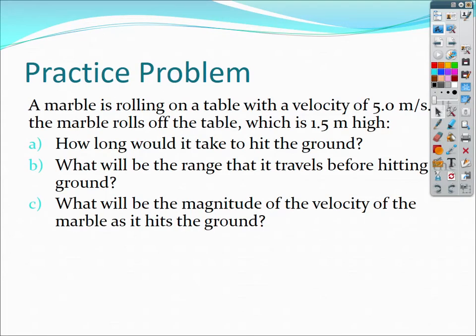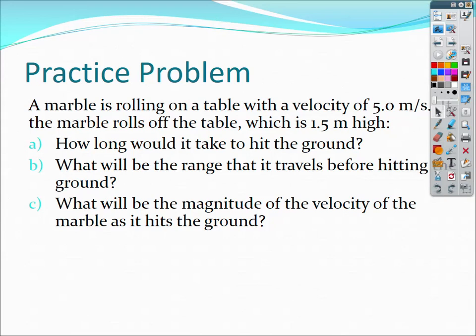All right? So practice problem. So this is basically it. Let's go through this. A marble rolls on a table with a velocity of 5 meters per second. The marble rolls off the table, which is 1.5 meters high. These are usually the questions you'll get. On a test, obviously I'm only maybe asking for one at a time. I'll ask one and then maybe in a different problem ask for a different one. But these are the main things we're interested in finding.